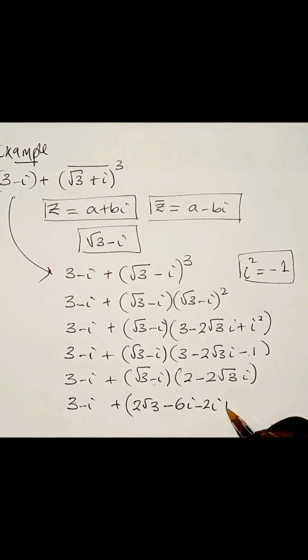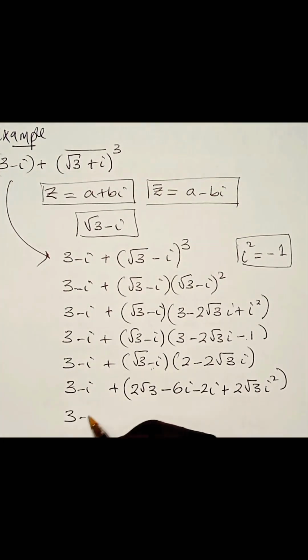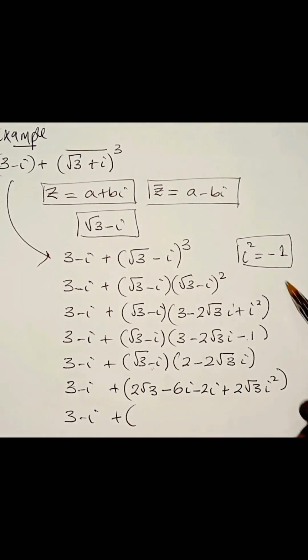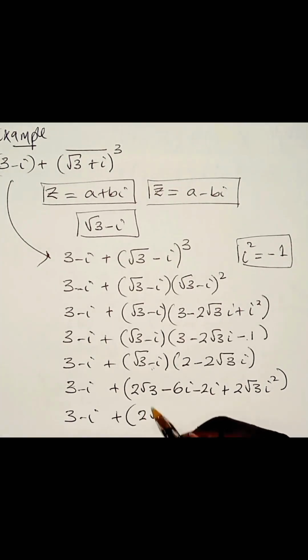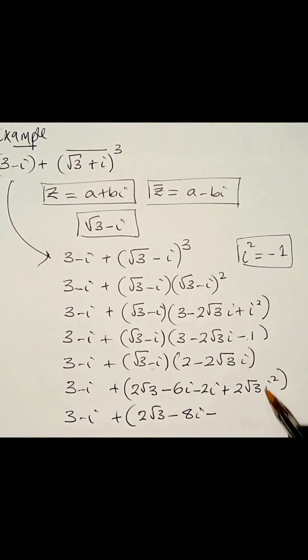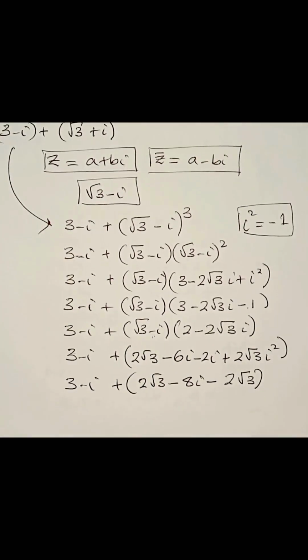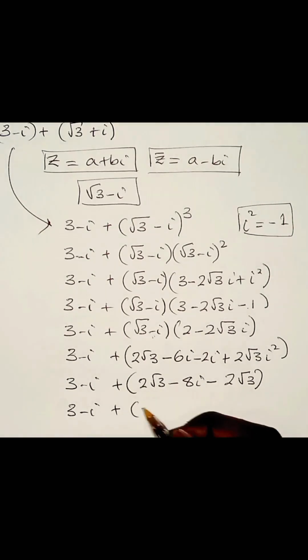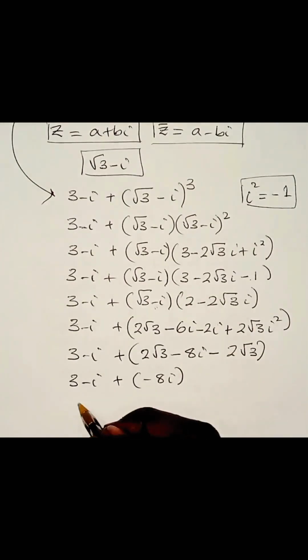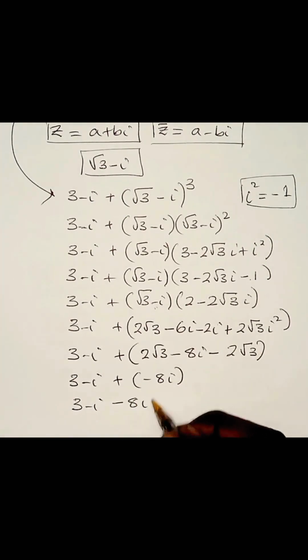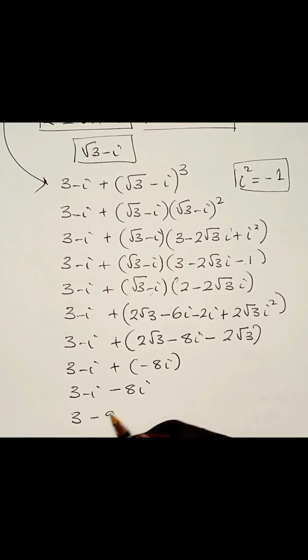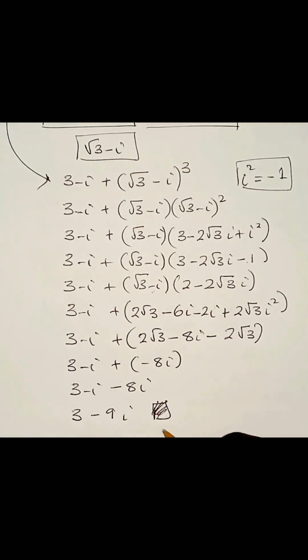Minus i times this, you get plus 2 root 3 i squared. And we have 3 minus i plus, you remember, i squared is equal to minus 1. So we say 2 root 3, we can add these. We have minus 8i. Minus, you remember, we're putting a minus 1 on i squared, minus 2 root 3. Now let's simplify what is in the parentheses. We have 2 root 3 minus 2 root 3, we get 0. So we have minus 8i. And then we say 3 minus i minus 8i, and that gives us 3 minus 9i. And we have managed to simplify that complex number.